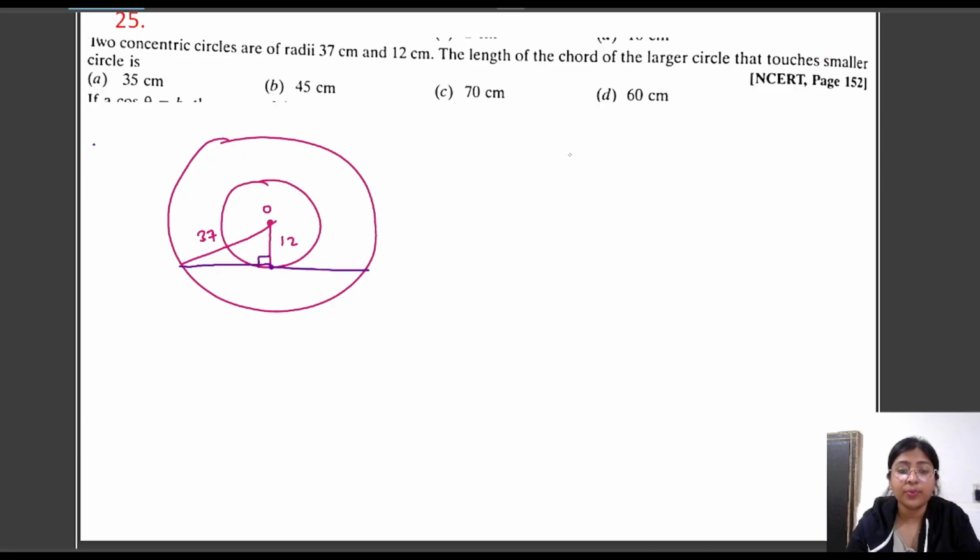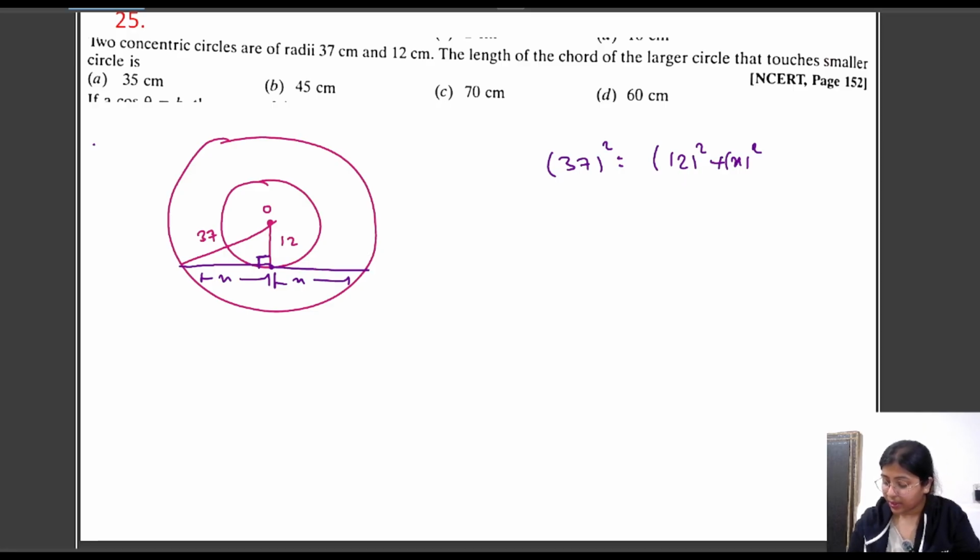For this we need to apply Pythagoras theorem. 37 square is equal to 12 square plus x square. This is x, this is also x, as I already told you the reason. Find out the 37 square. What is the value of 37 square? If you don't know, you need to find out the square. Yes, find it out. 37 into 37 will be 1369, minus 144 is equal to x square.